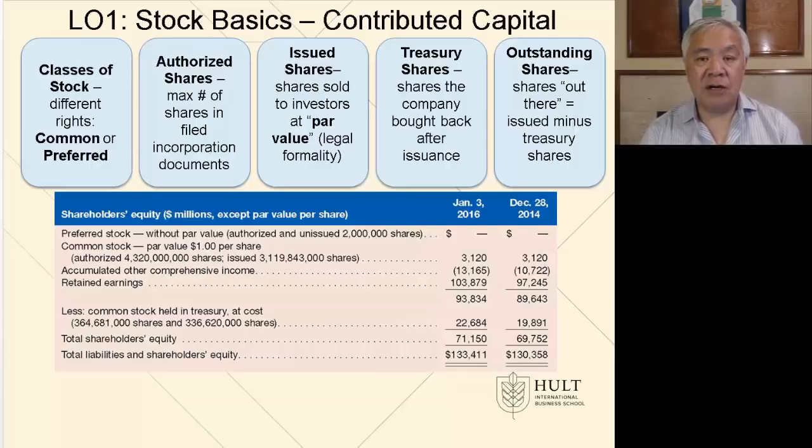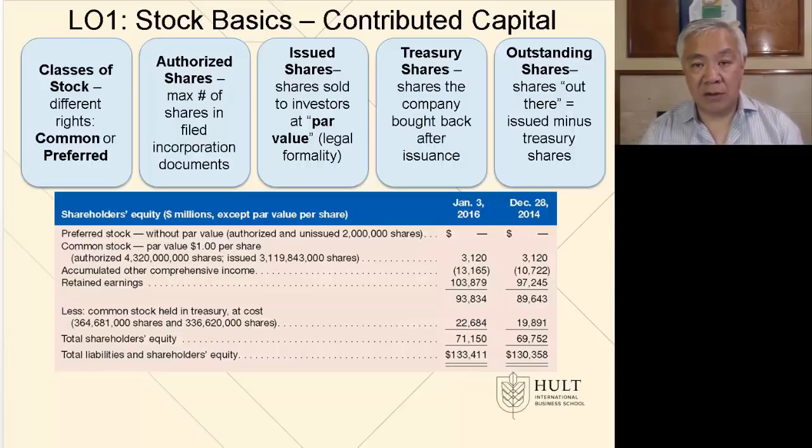The second is common share. Here we see the par value of $1, authorized at 4.3 billion shares, and issued of 3.1 billion shares. Authorized is the legal maximum. Again, they can change that with a filing and approval by its shareholders. And the amount that's actually out there, which is an important number, is 3.1 billion shares.